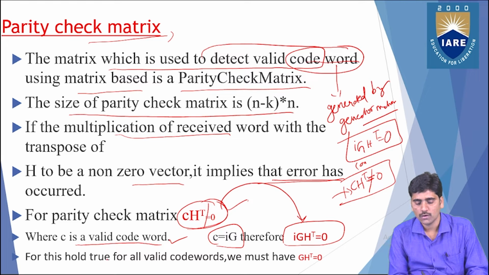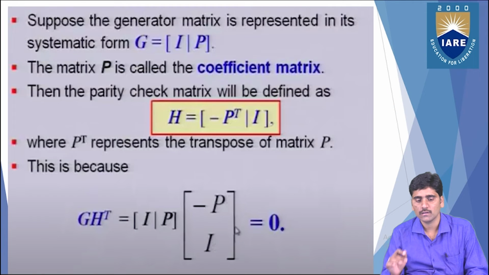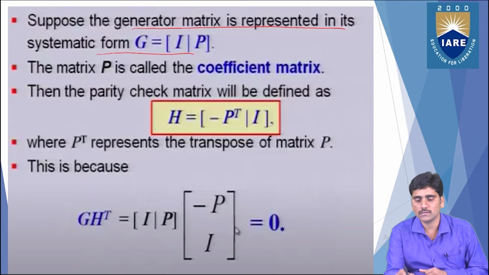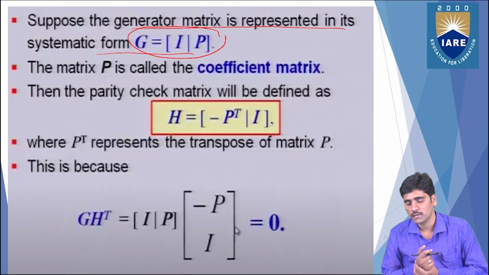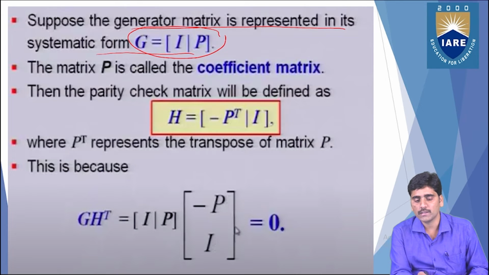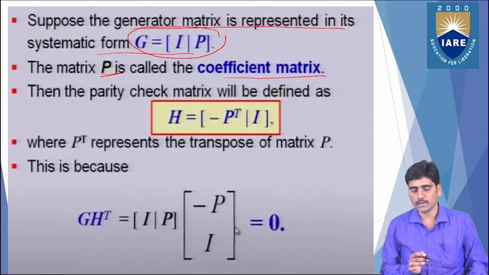For this to hold true for all valid code words, we must have GH transpose equals 0. Suppose the generator matrix is represented in systematic form. This is nothing but the standard form or systematic form of the generator matrix: G equals [I | P]. Matrix P is called the coefficient matrix.